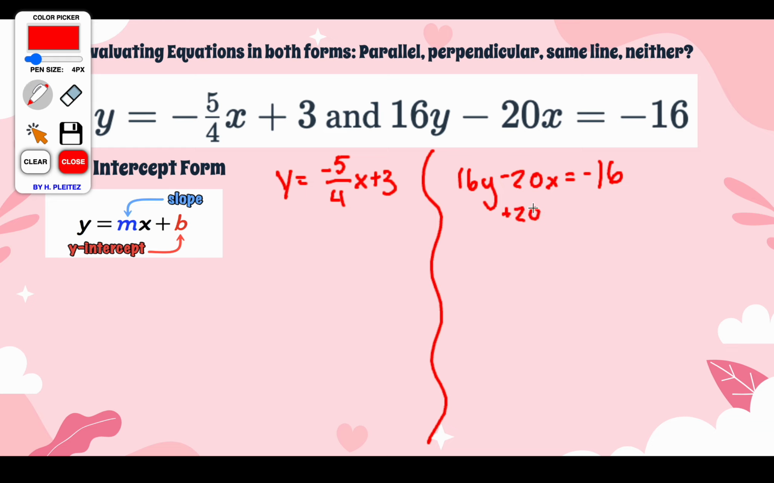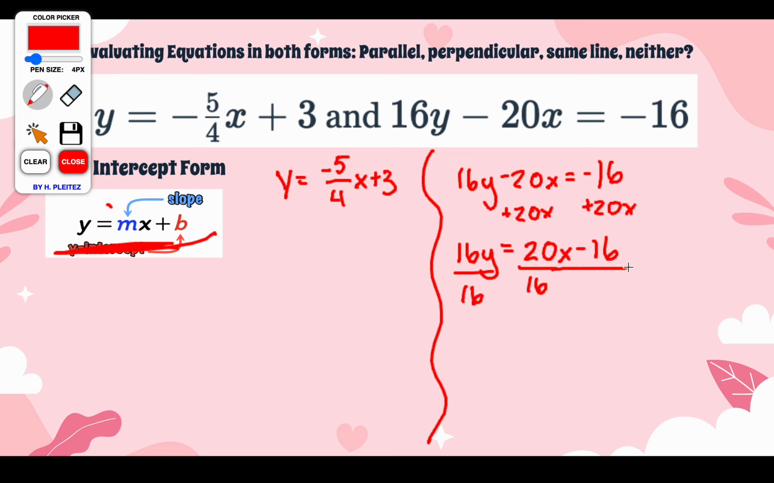So first, we can add 20x. We'll get 16y equals 20x minus 16. And I'm putting the x term, the 20x, in front, just because this is kind of how we're used to seeing that, right? y equals mx plus b. So that term with the x should go first, just to be consistent. Then, again, we're not done. We have 16y. We need to divide everything by 16. So we get y equals 20 over 16 times x, and then minus negative 16 divided by 16 is 1. Then when we simplify, we will get 5 over 4x minus 1.